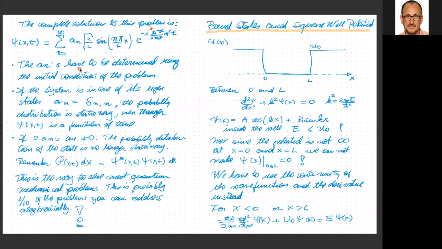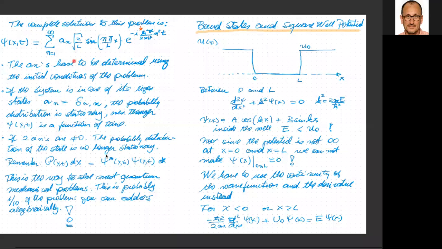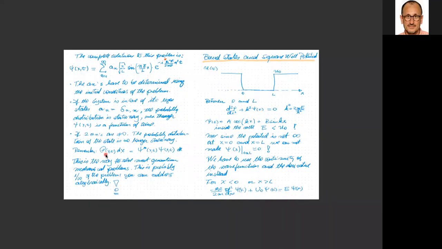The A_n here, I can sum from n equal 1 to infinity, because I have a complete staircase of states until infinity that can represent my system. And any state of the system can be written as a linear combination of those states. There's no solution, and let me stress that.